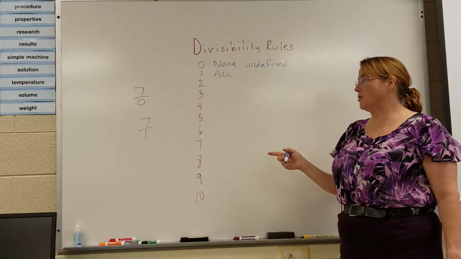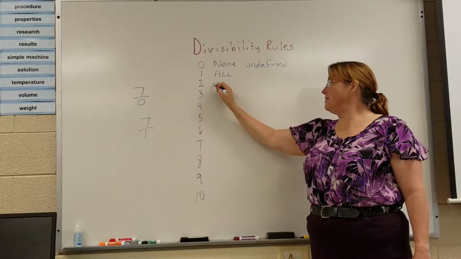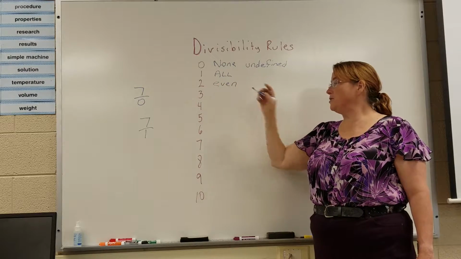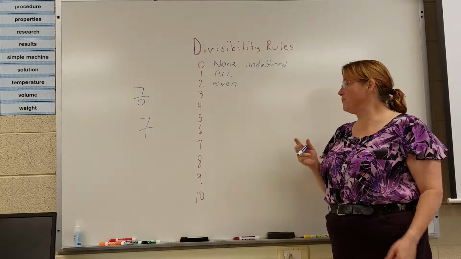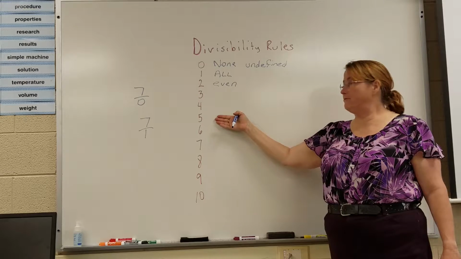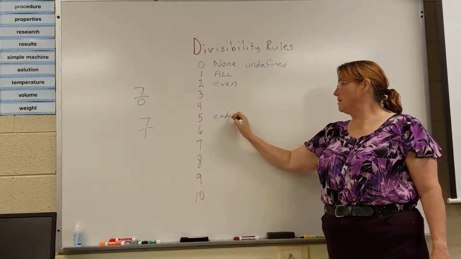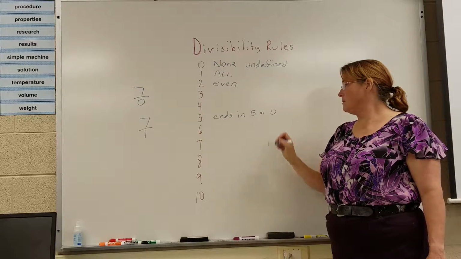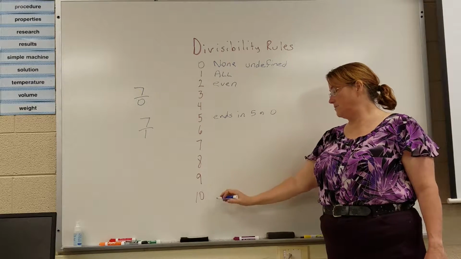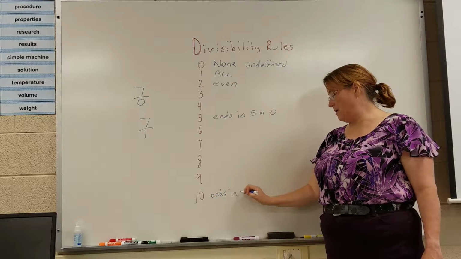If you look at a number, can you tell if it's divisible by 2? If it is even, it is divisible by 2. So if it ends in 2, 4, 6, 8, or 0. You probably also know 5. If something is divisible by 5, it ends in a 5 or a 0. Same thing with 10. If something is divisible by 10, it ends in a 0.